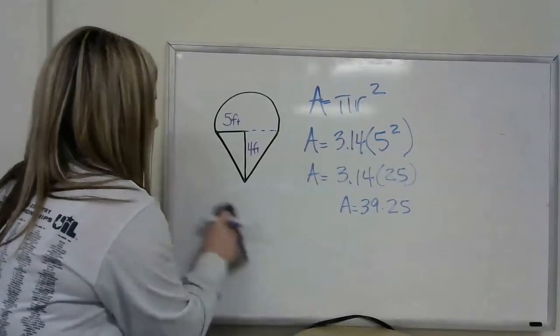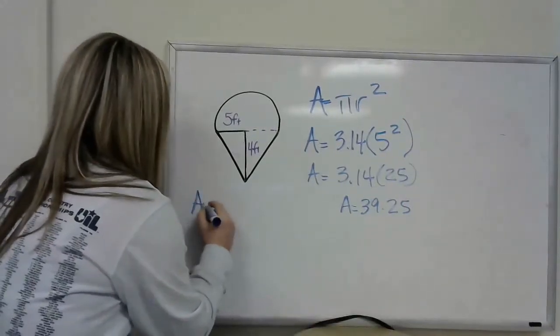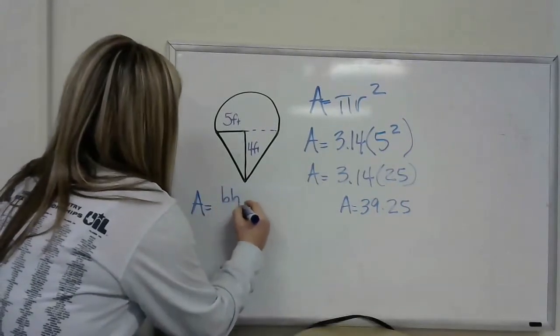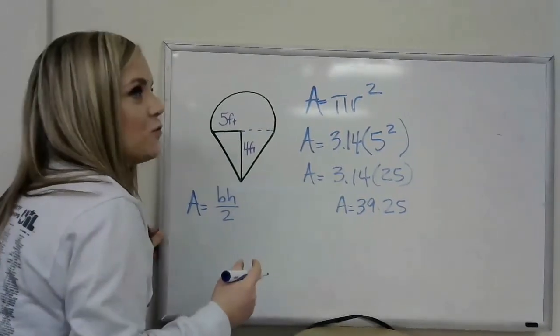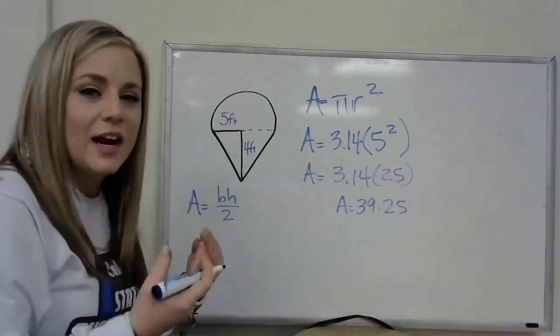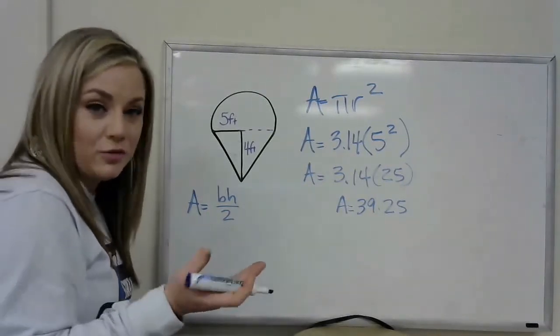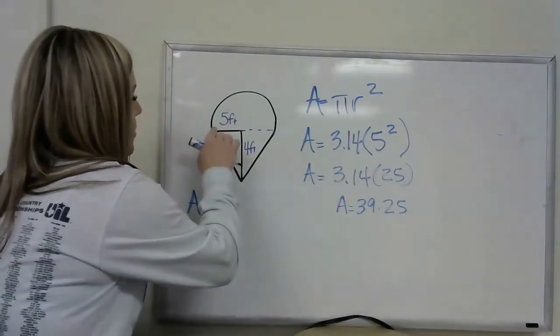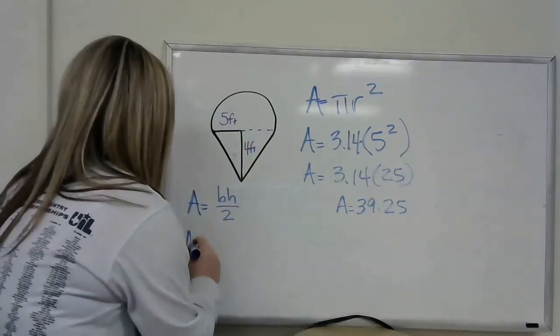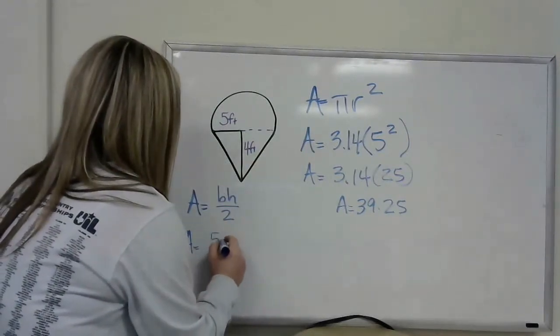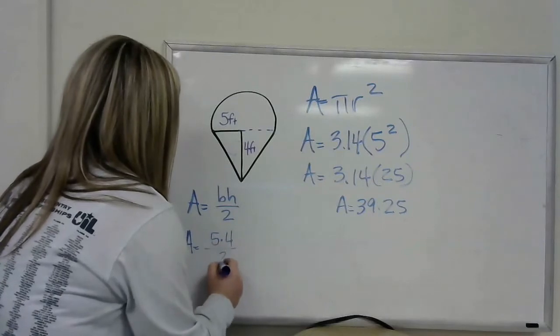Okay, so I'm going to do it the way I like to do it. Base times height divided by 2, only because fractions, they're not scary, but it's easier to just divide in half than to multiply by a fraction, right? Okay, so we have a 5 by 4.